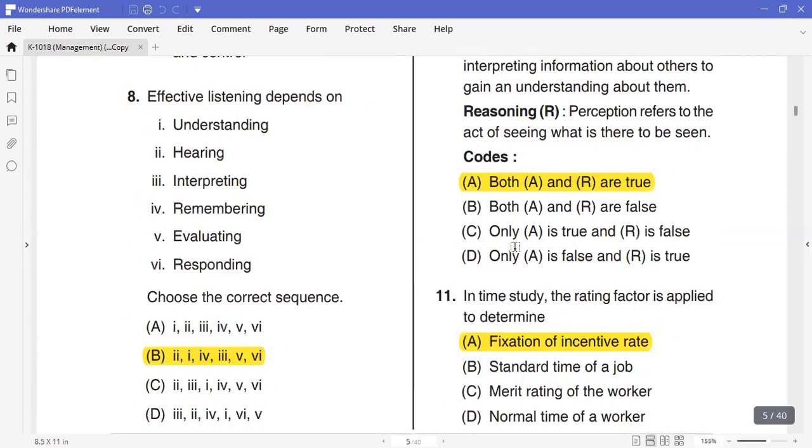Now we'll go to the eighth one. So you have to arrange these according to order. The effective listening depends on understanding, hearing, interpreting, remembering, evaluating, and responding. So what is the correct order? The correct order is B. So it starts from hearing, then understanding, then remembering, then interpreting, then evaluating, and responding. So the correct option for question number 8 is B.